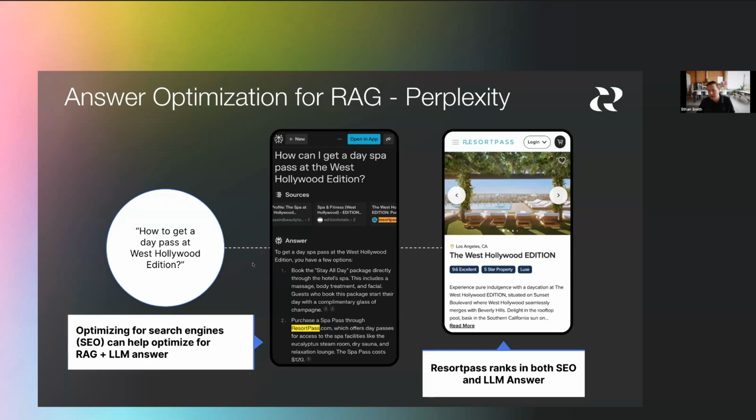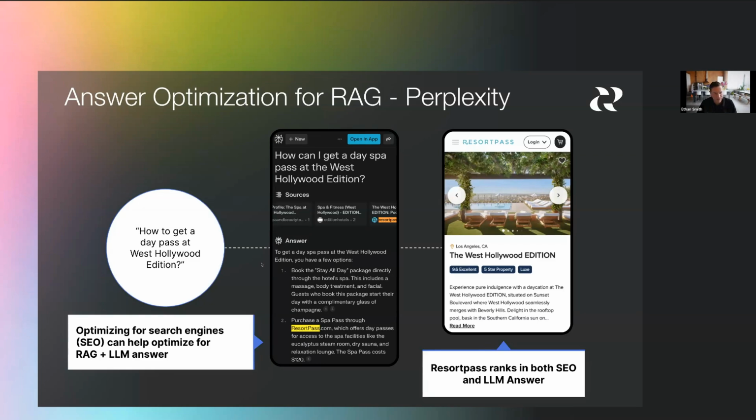The other thing we can look at is question difficulty. There's keyword difficulty, which for the credit card example is a really competitive keyword, and might be hard to compete for. So for Resort Pass, we want to know how hard it is going to be to show up for a particular question. So keyword difficulty becomes question difficulty. Some questions will be harder and easier to compete on.